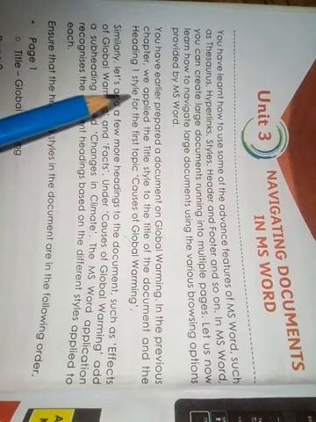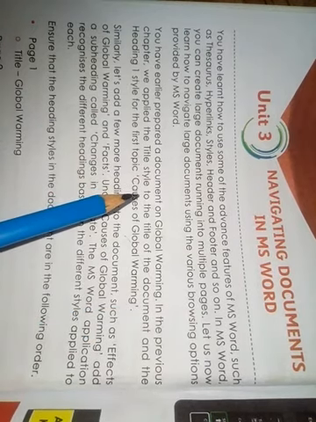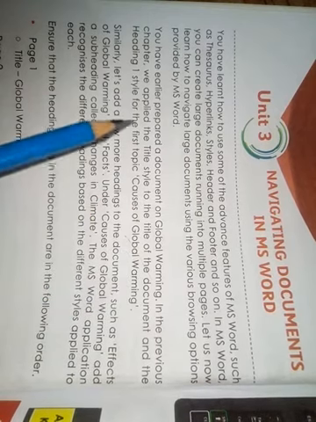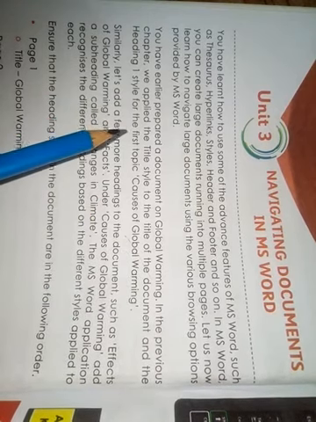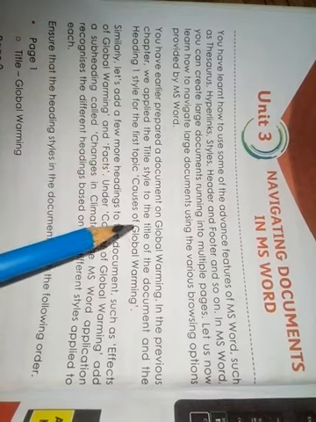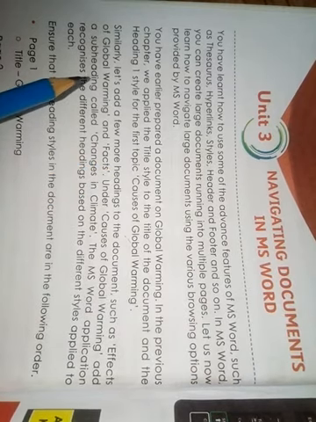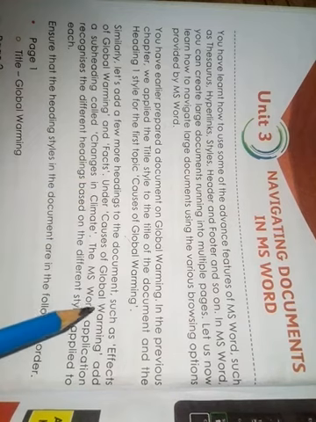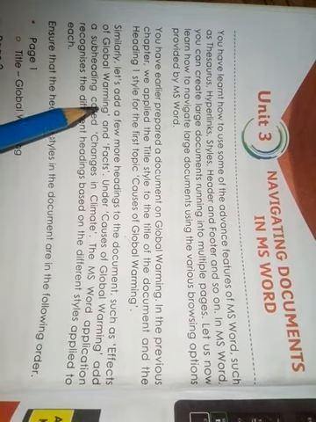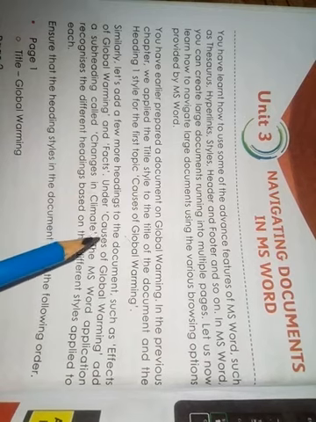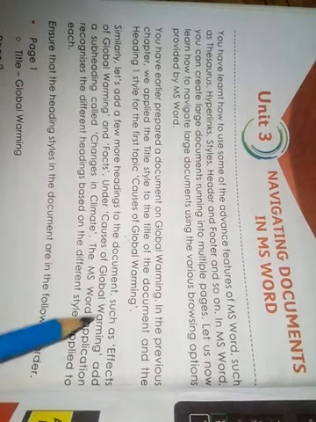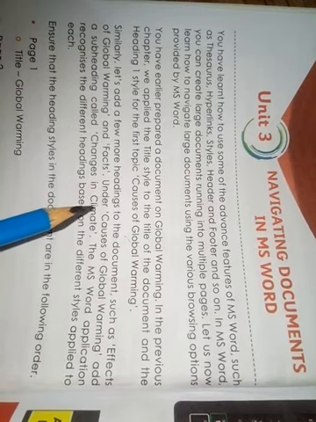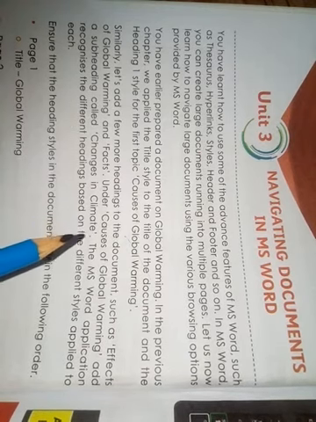In the previous chapter we applied the Title style to the title of the document and the Heading 1 style for the first topic, causes of global warming. Similarly, let us add a few more headings to the document, such as effects of global warming and facts. Under causes of global warming, add a subheading called changes in climate.